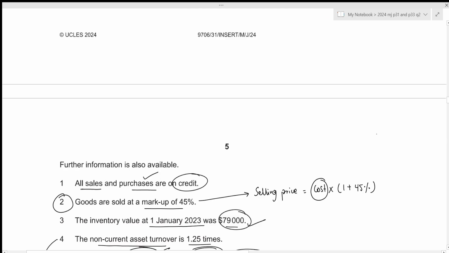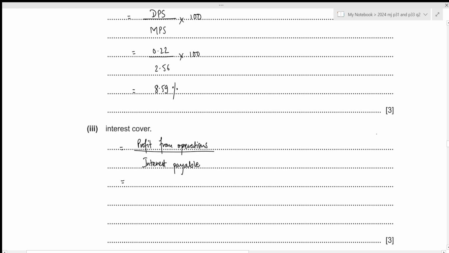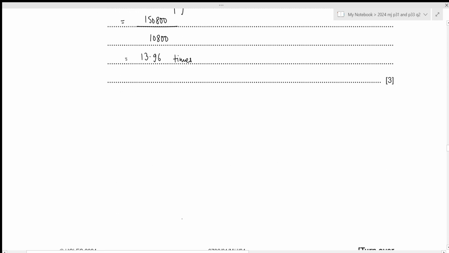Let's substitute these values. So profit from operations is 150,800, whereas the interest payable, which is equal to the finance cost, is 10,800. This results in the interest cover to be 13.96 times. That is all for the third one. Let's move towards the next part.